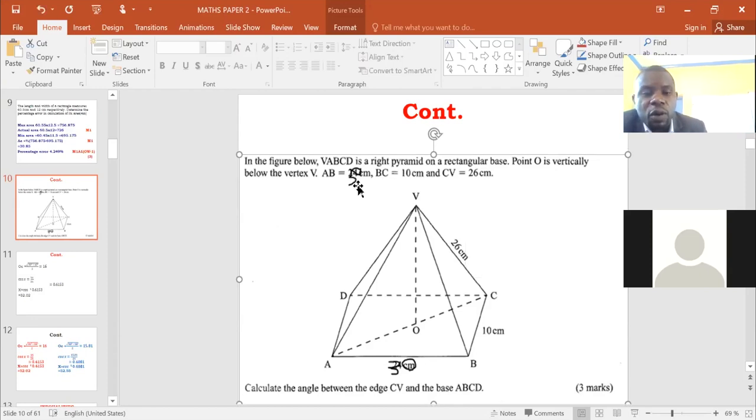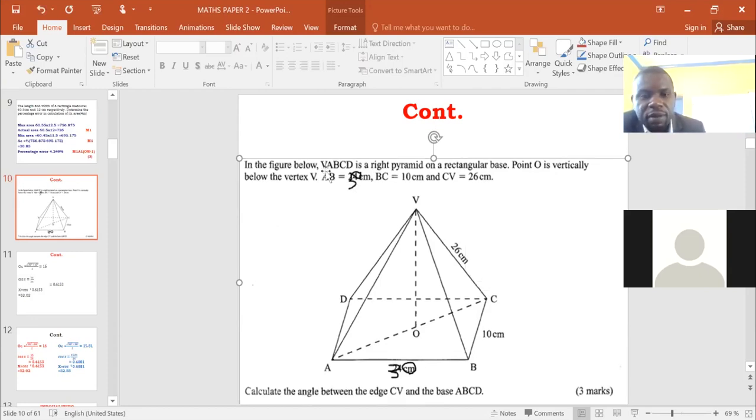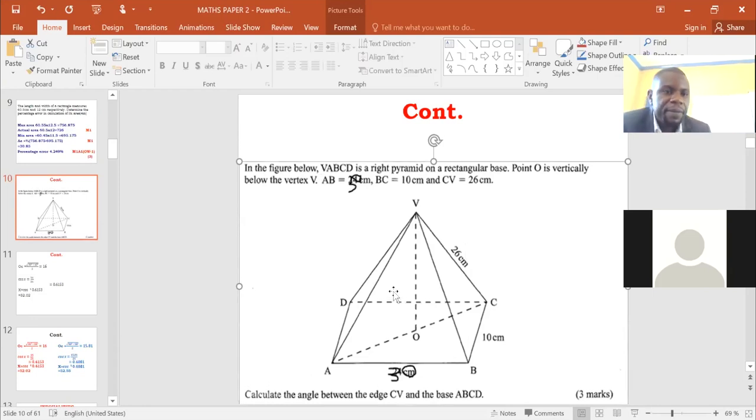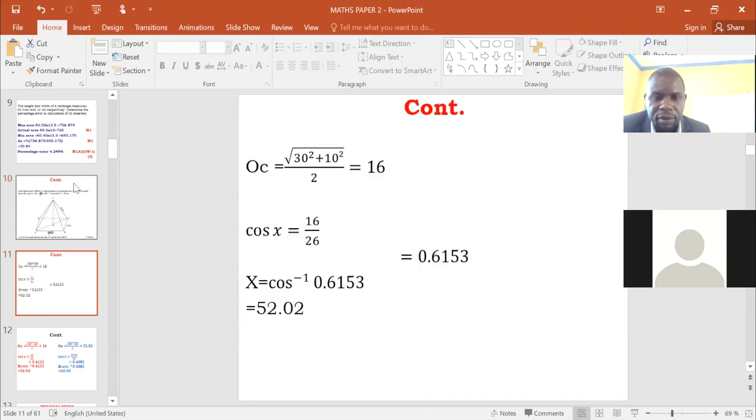So this student went ahead and did the same question, but rounded off his answer. If you work out the square root of 30 squared plus 10 squared divided by 2, I think the answer will be 15.81. But the student rounded off to 16. And then went ahead and identified that the cosine of that particular angle that is required is 16 divided by 26. From his working above, to get 0.6153, you go ahead and find the cos inverse, which is 52.02.